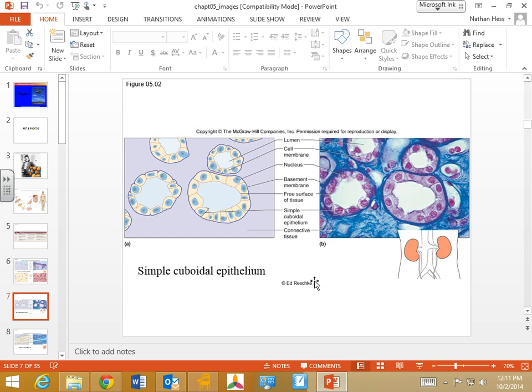Moving on. Simple cuboidal, where are those found? Kidneys, in particular the tubules, like the actual part of the kidney that's doing the filtering. Okay?